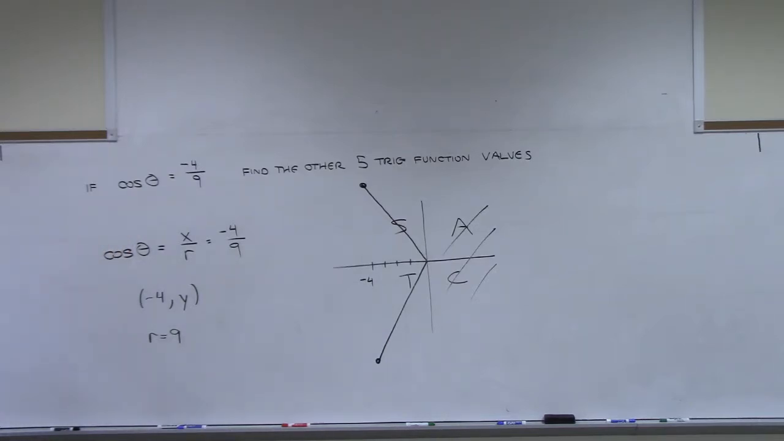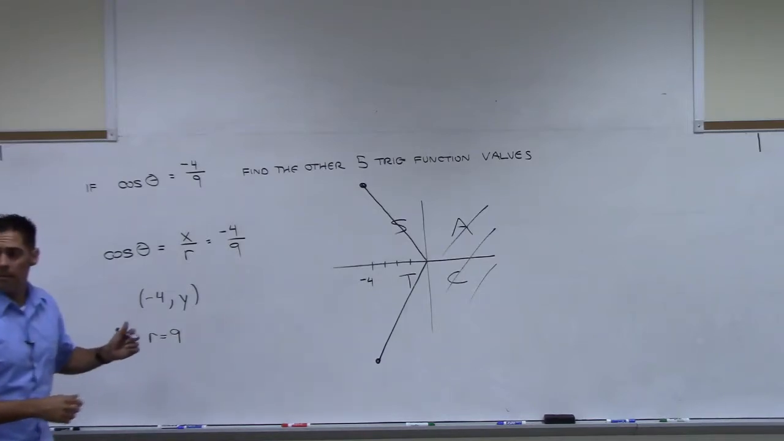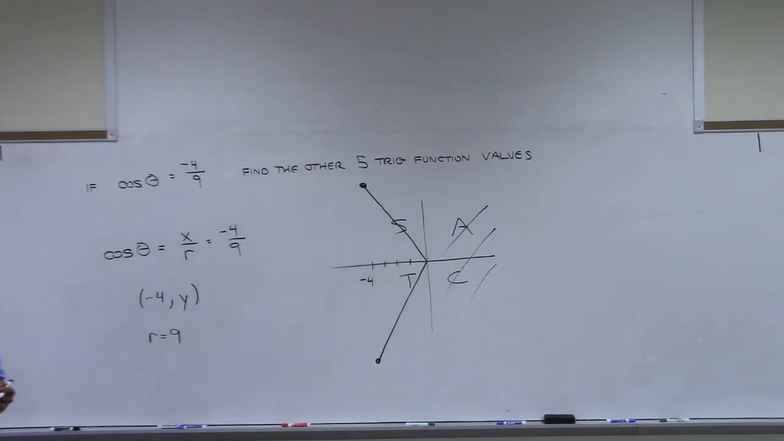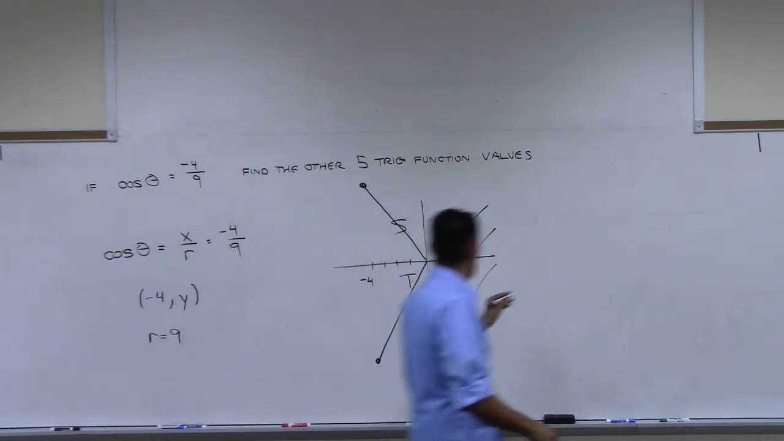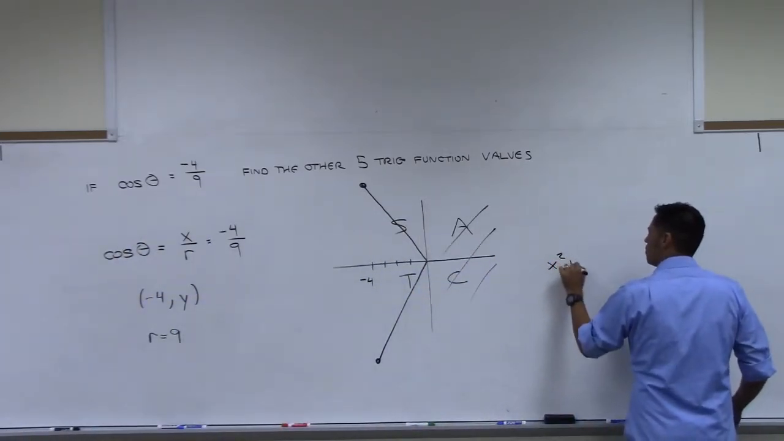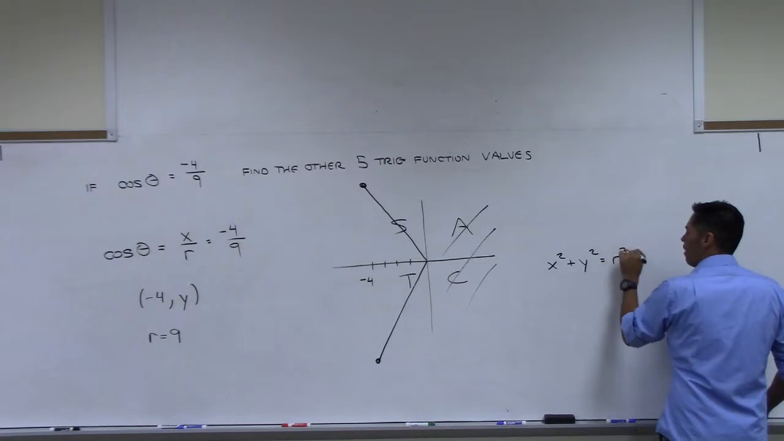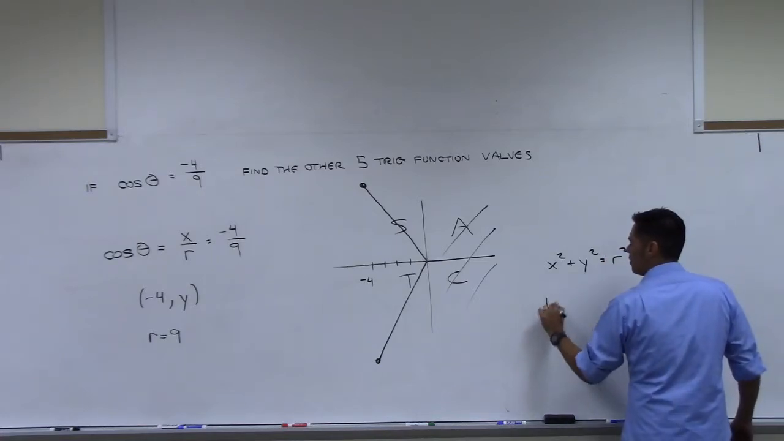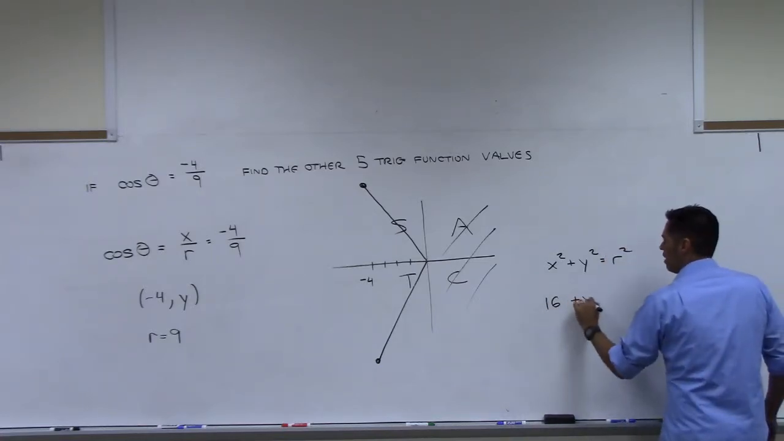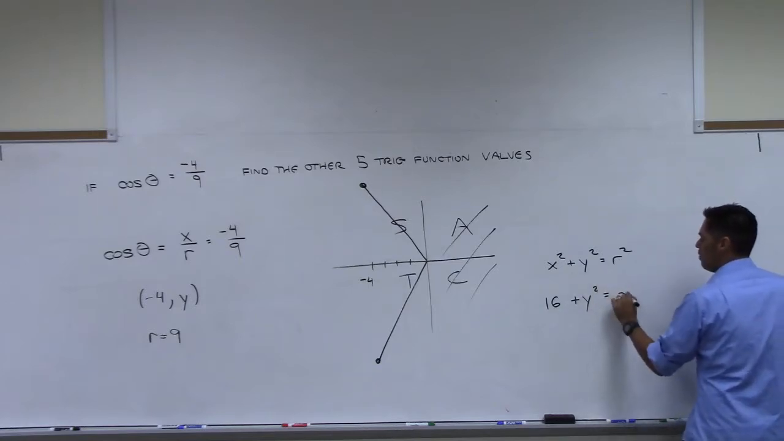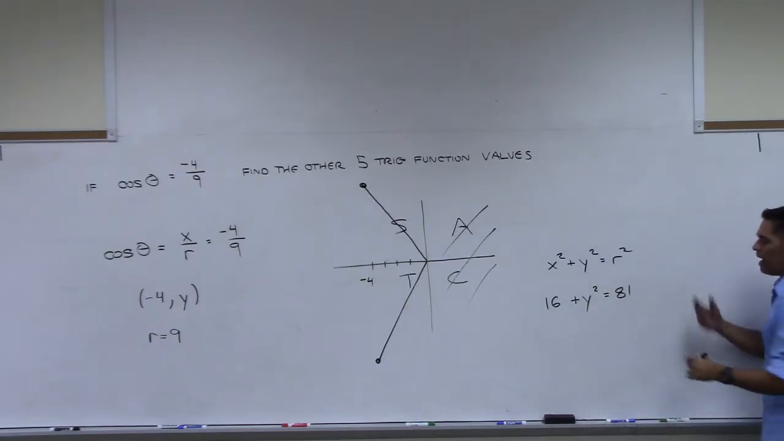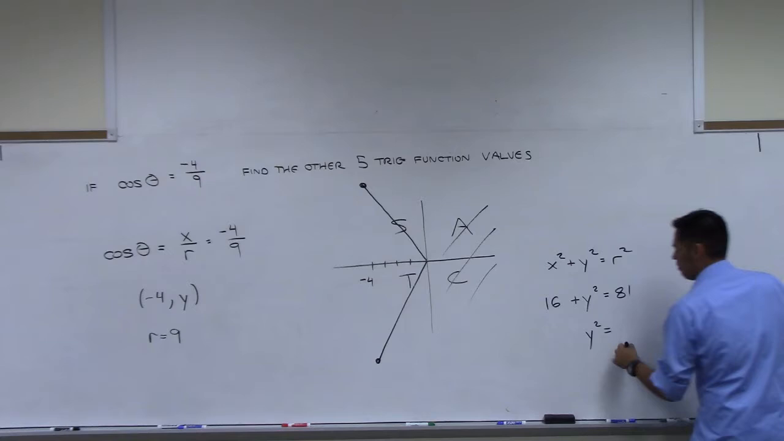So when you do your homework, they're going to give you one other piece of information, something like this. If you're trying to find the y by using the equation x squared plus y squared equals r squared, you're going to get y as positive, right? Well, you would get a plus or minus. Let's do that. If you tried that right now, if you tried to use x squared plus y squared equals r squared, and you plugged in your x, you would get 16 here, right? Plus y squared equals 81. And then you'd subtract. So what's that going to give you?